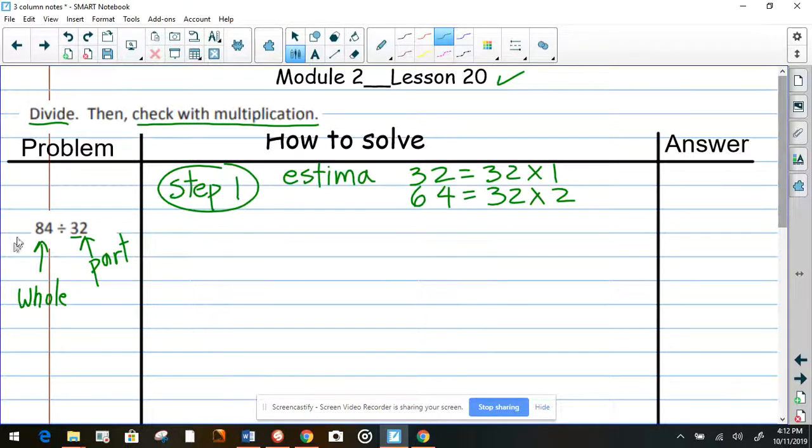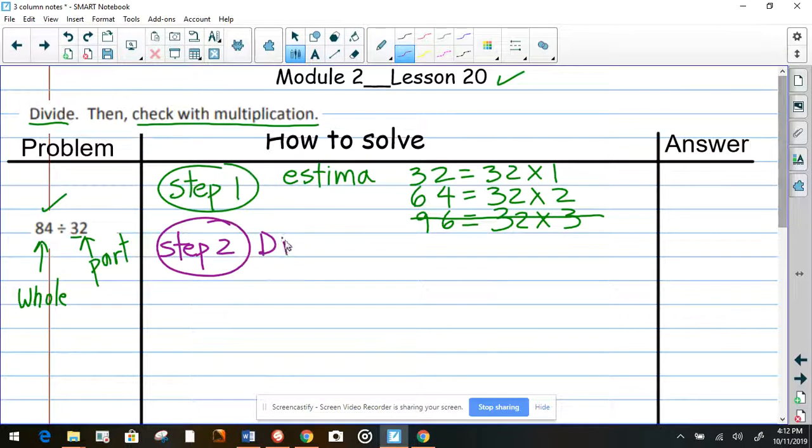The number that we need to get closer to is 84. So 32 times 3 equals 96. So this number will not work. Once we know how close we can get to the actual number, we can now divide. Step 2, divide.